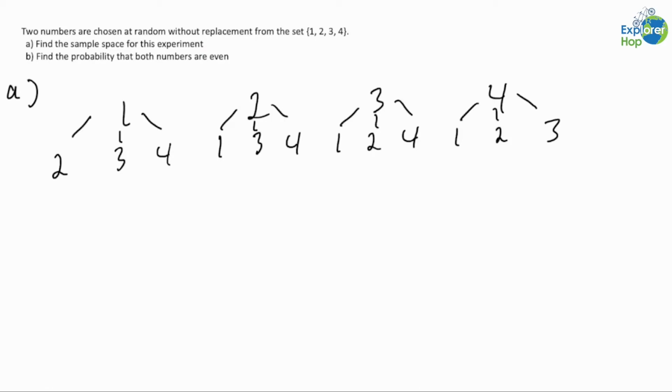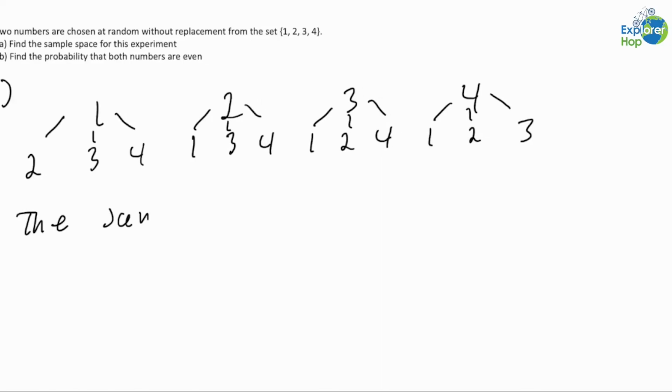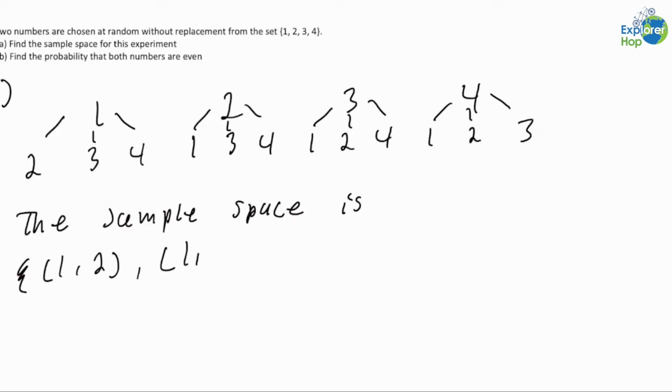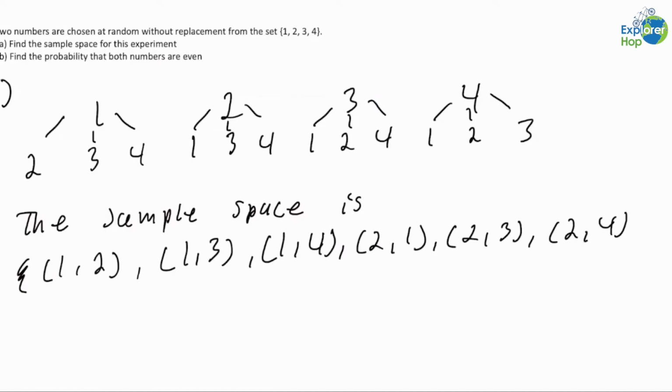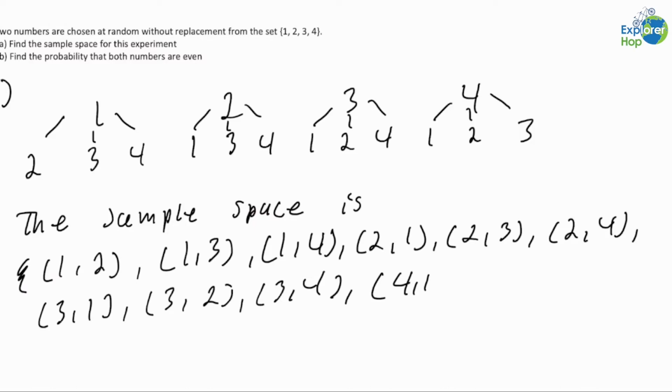Now, we can list all the possible outcomes in the sample space. So the sample space is therefore the set containing the outcomes 1, 2. So that's the first outcome in our tree diagram. Then we have 1, 3. That's the second outcome. Then we have 1, 4. Then 2, 1, 2, 3, 2, 4. Then 3, 1, 3, 2, 3, 4. Then 4, 1, 4, 2, and 4, 3.